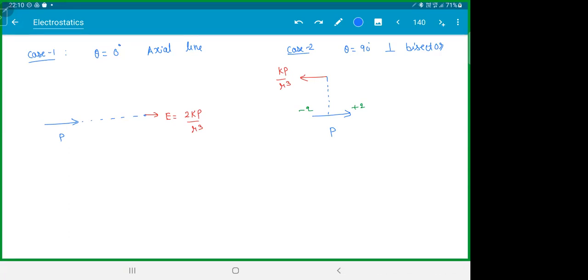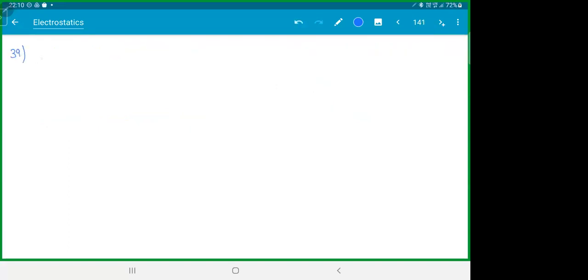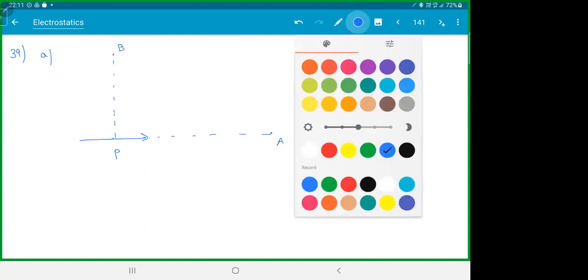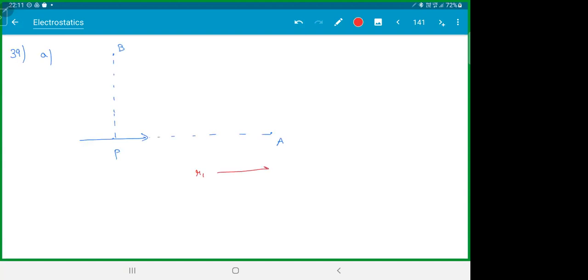Clear? Let's see some questions. This is a basic question that can be asked. So we have a dipole. On the axial line, there's a point A and there's a point B. This distance is R1. This distance is R2. Find R1 by R2 if EA is equal to EB. Simple question. If you know the formula, you'll get the answers.